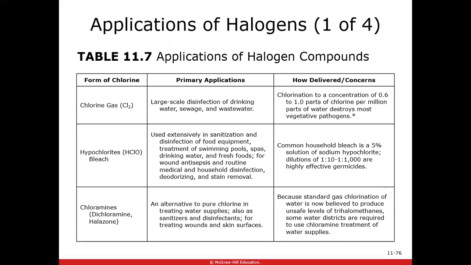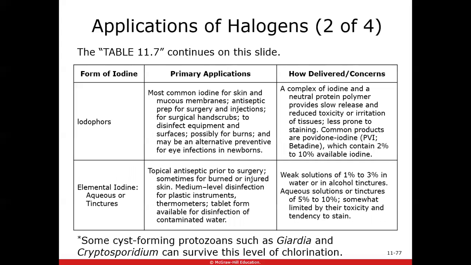So here they show the application of some of the halogen compounds. Chlorine gas is used in large-scale disinfection of drinking water, sewage, and wastewater. You have the hypochlorites, which are bleach, used extensively in sanitation and disinfection of food equipment. You notice that common household bleach is a 5% solution of sodium hypochlorite. And so dilutions of 1 to 10 to 1 to 1,000 are highly effective as germicides.